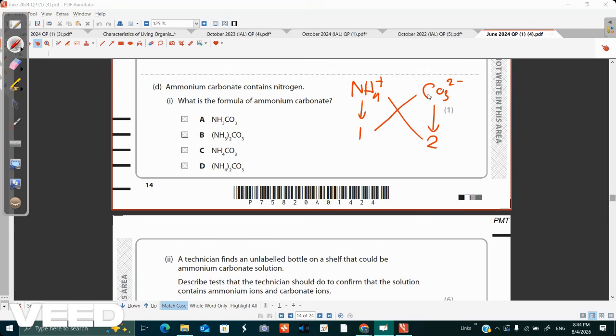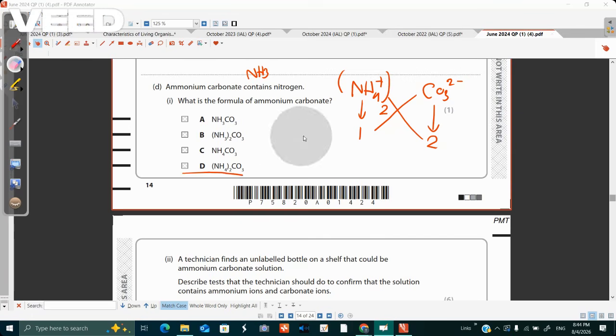So when you swap it, it must be within brackets to tell that the whole molecule must be multiplied by 2. Here carbon is by 1. So usually when you have 1, we don't show it. So it must be NH4 twice, carbonate. Right? And the ammonium is NH4 plus, not NH3. It is ammonia. Ammonia is the molecule. Ammonium is the ion, NH4 plus. So NH4, this is the answer, right?